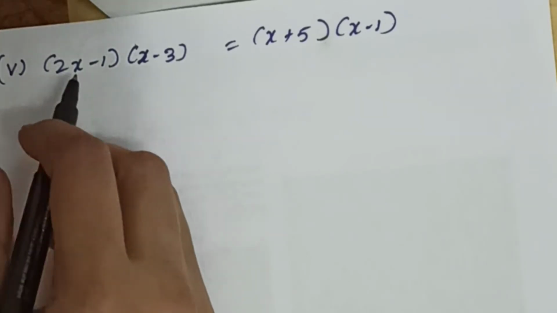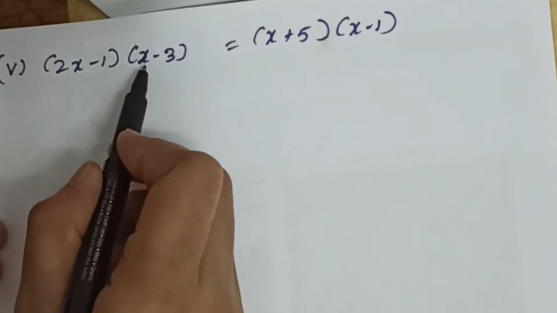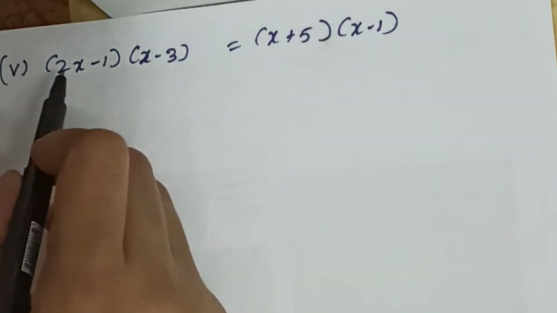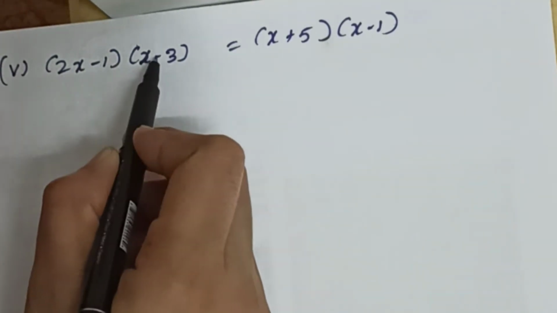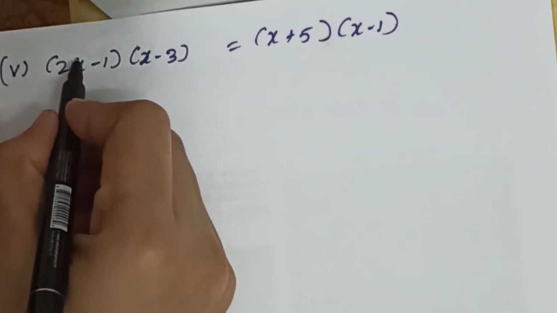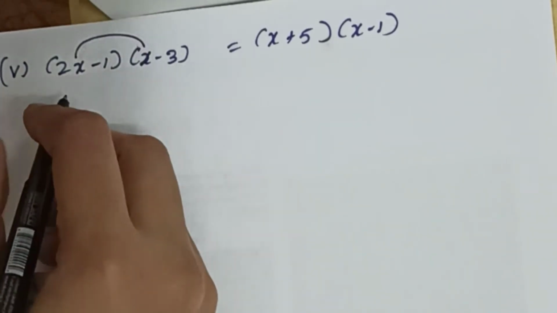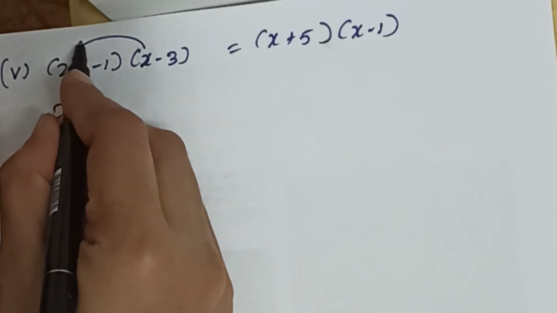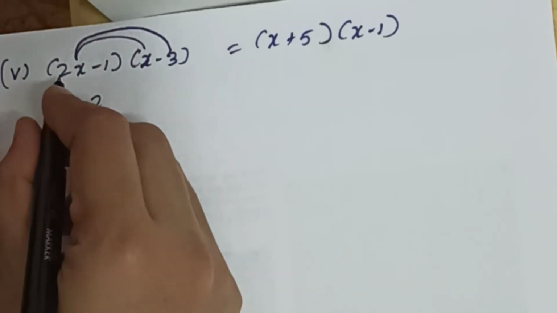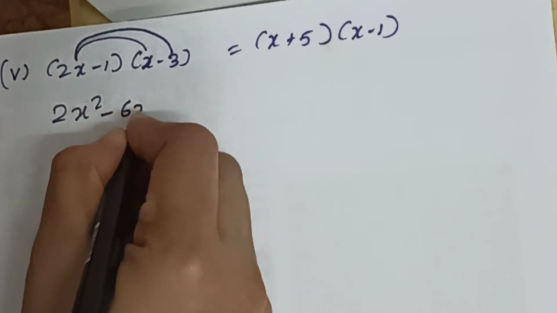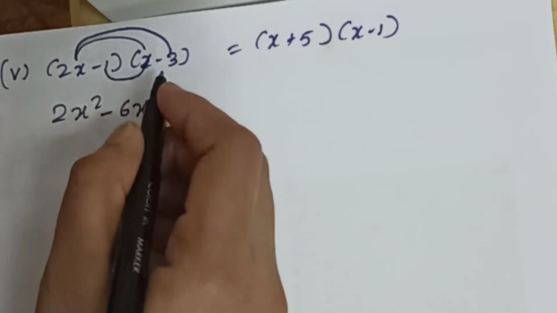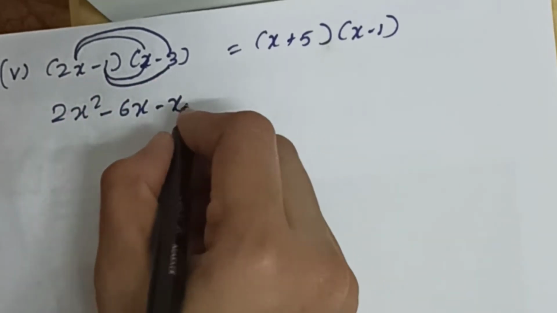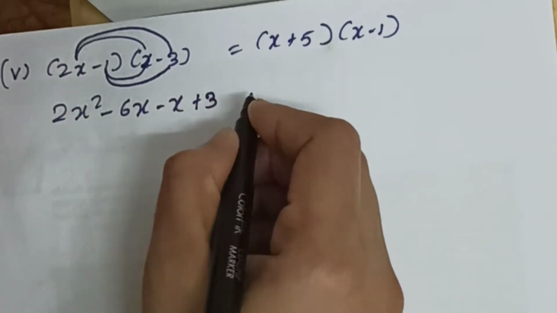Now here we have (2x − 1)(x − 3) equal to (x + 5)(x − 1). So left hand side it is (2x − 1)(x − 3). Let us solve that side. 2x into x, that is equal to 2x square. Now 2x into minus 3, minus 6x. Minus 1 into x, minus x. Minus 1 into minus 3, minus into minus will become plus, so it is plus 3.